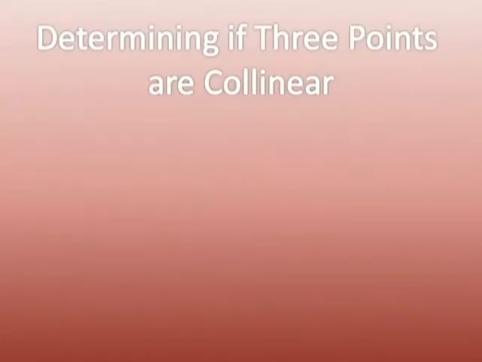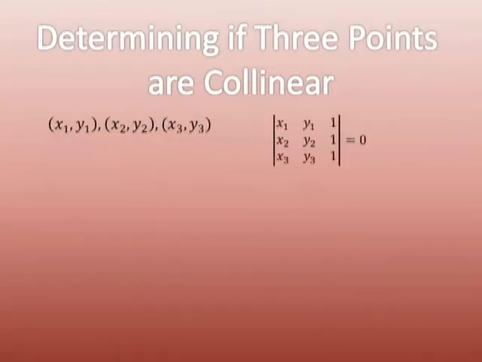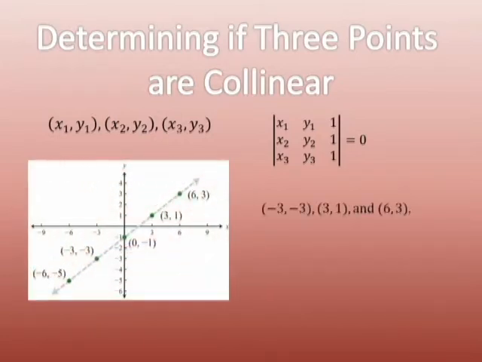We can use the same formula as before. If the determinant is 0, then 3 points are collinear. For example, take 3 points. Find the determinant. This determinant is 0, so these 3 points are in fact collinear.